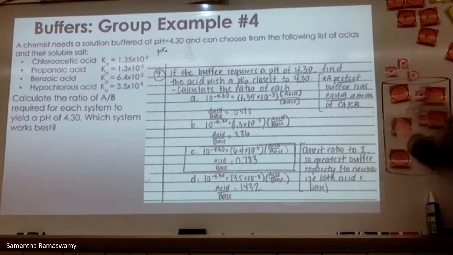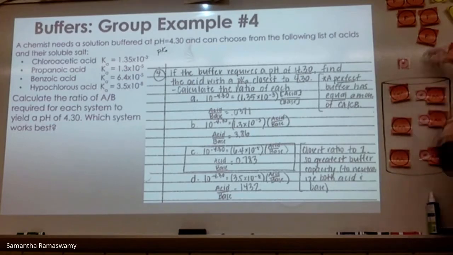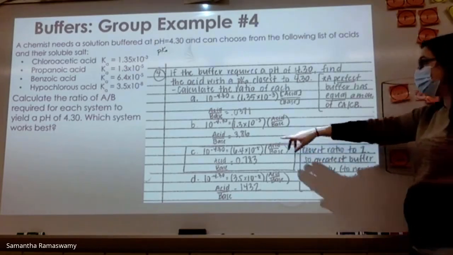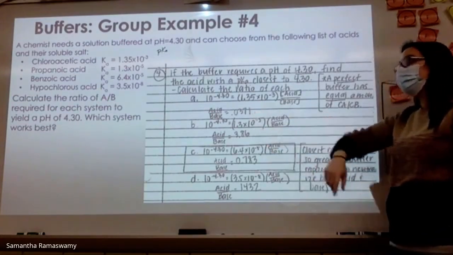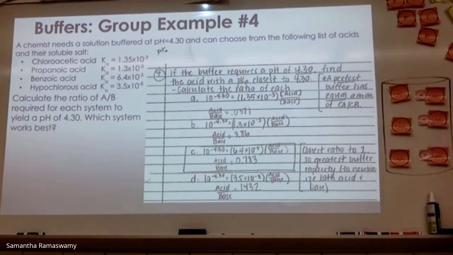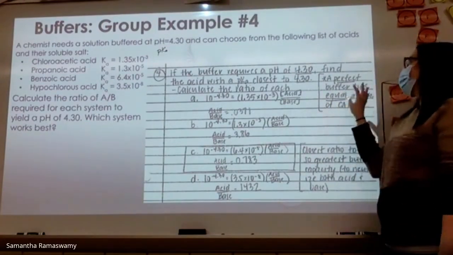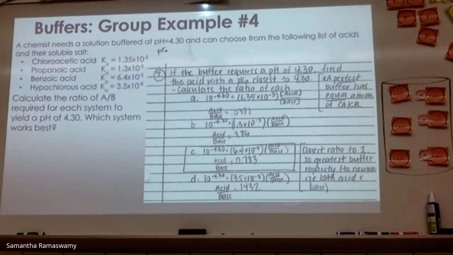So the perfect buffer has equal amounts. If it can't have equal amounts, the one with the closest ratio to 1 is the best buffer because it's going to have the highest buffering capacity. So C is the best answer for this question.